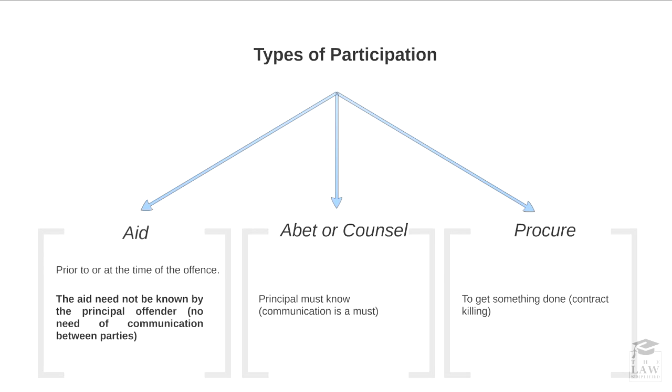Finally, you can also procure. And the simplest way to explain this is when you get something done, or like a contract killing. While you are not involved in the actual act of killing the person, and you merely have the mens rea component only, the very notion that you got someone else to do it means that you too were a party to this particular crime because you procured the assistance of a killer, of someone else.